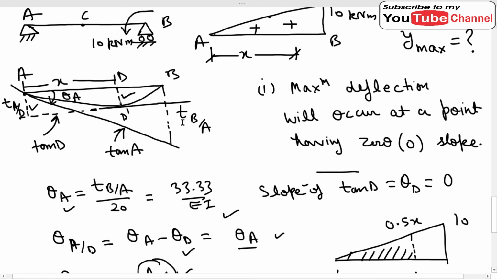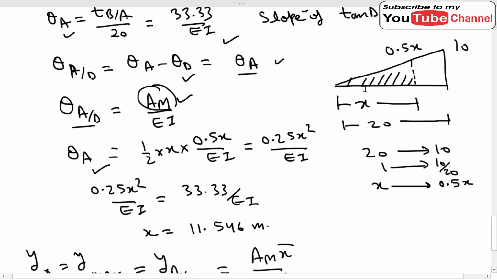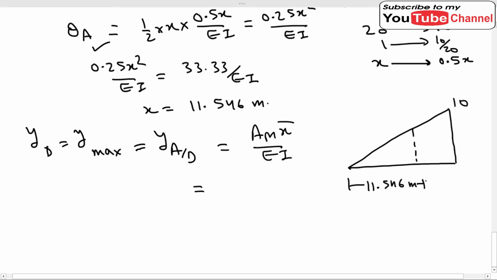Okay, so this is the point which is to be noted here. We can write it like this: y will be equal to y A over D, and y A over D we will find by this equation. The area we will take, let me draw it here again for better understanding: it is 10, and this is the distance 11.546 meters up to here. So we have to take this area.